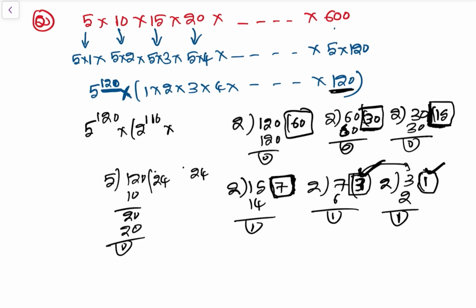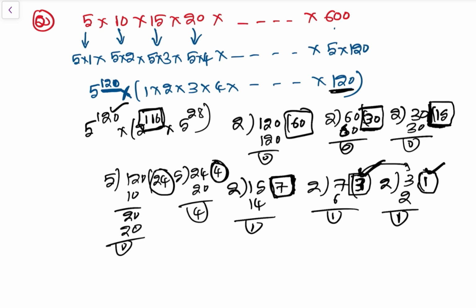Then 24 divided by 5. 5 4s are 20 and remainder 4. So 24 plus 4 is 28. So 5 to the power 28 more will come. So the number of zeros is determined by the smaller power, because here it is 120 plus 28. So it would be 5 to the power 148 into 2 to the power 116.